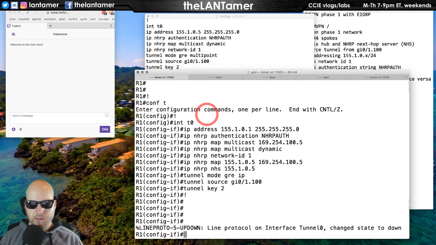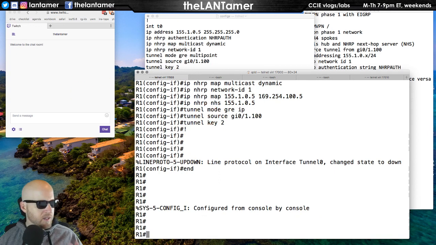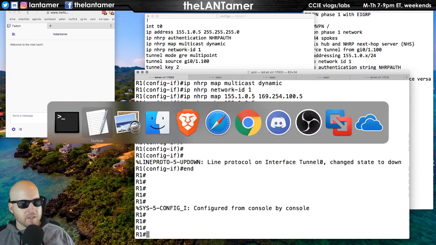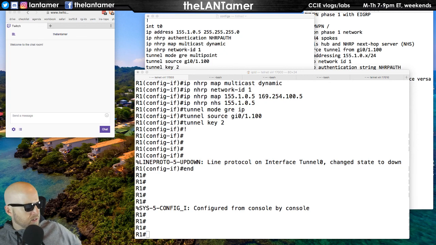Change to down. Tunnel 0 change to down. All right, I'm not going to waste a lot of time here, folks. I'm going to look straight away at the workbook because it's not like we're looking at secrets.